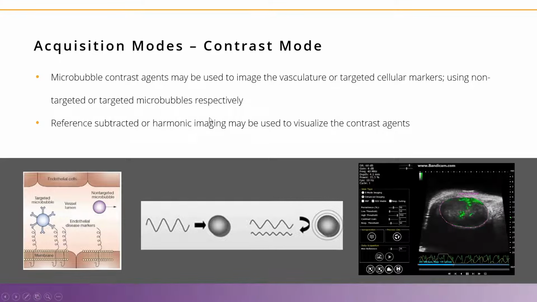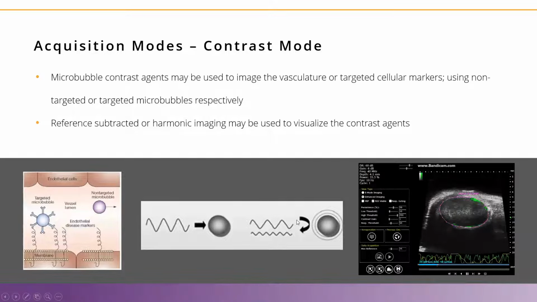Another way to visualize the contrast agent, which is a little bit more specific to the contrast agent itself, is called harmonic imaging. If we take a look again at the sound wave, which is transmitted from the transducer, it hits the microbubbles, and the same frequency of sound will be reflected. And so that's how we're going to do the reference subtracted image. It's actually a B-mode based image analysis.